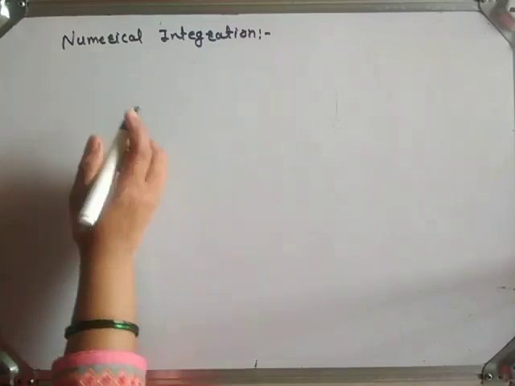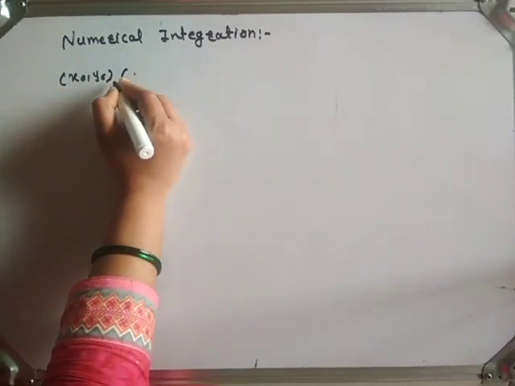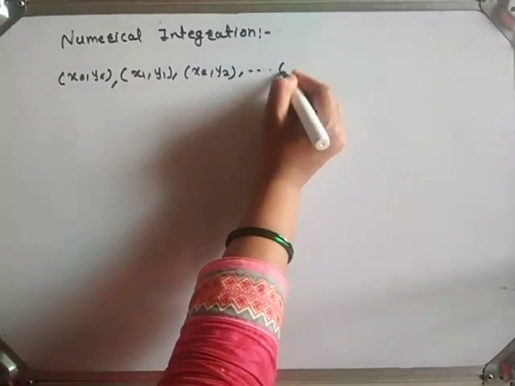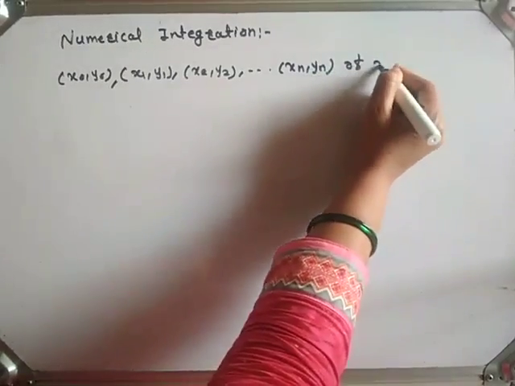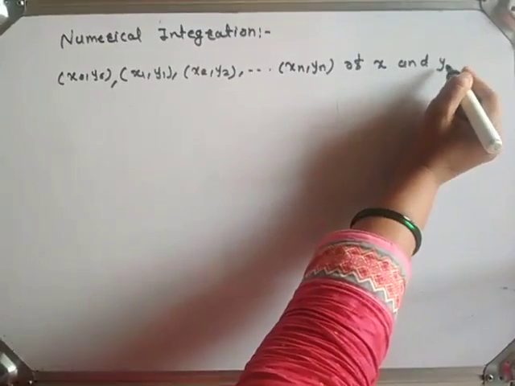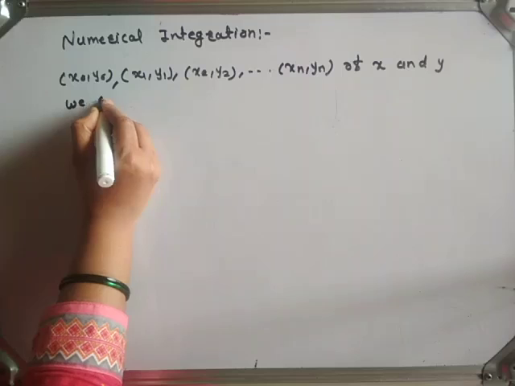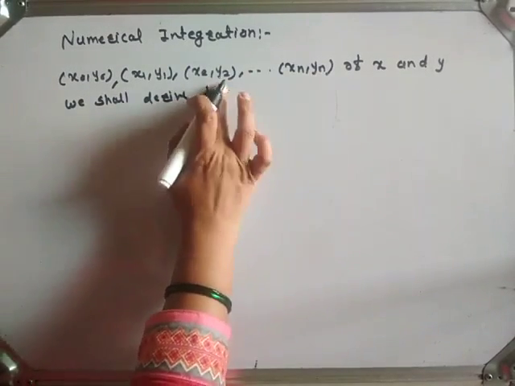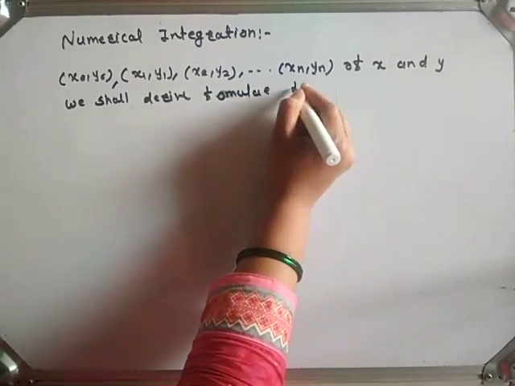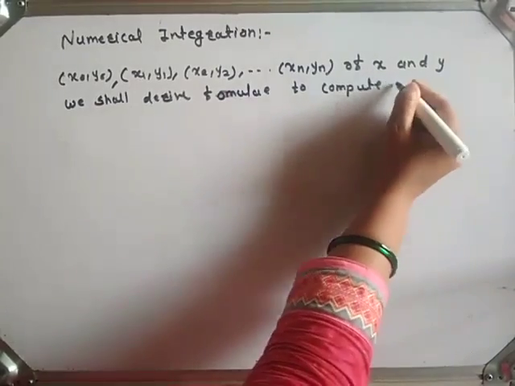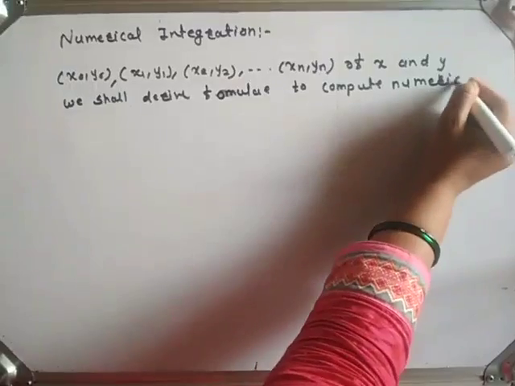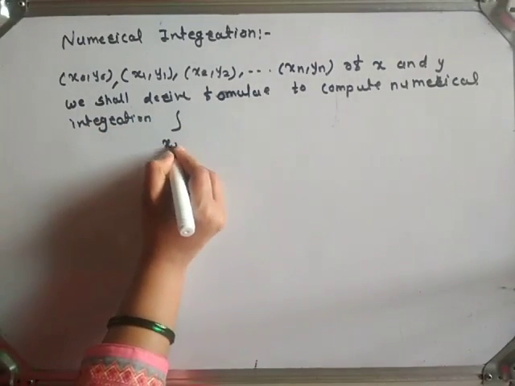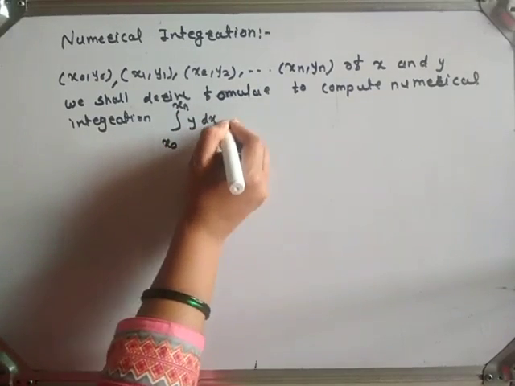That is, for a given set of values (x0, y0), (x1, y1), (x2, y2), and so on up to (xn, yn) of x and y, we shall derive formulae to compute numerical integration, the integral from x0 to xn of y dx.